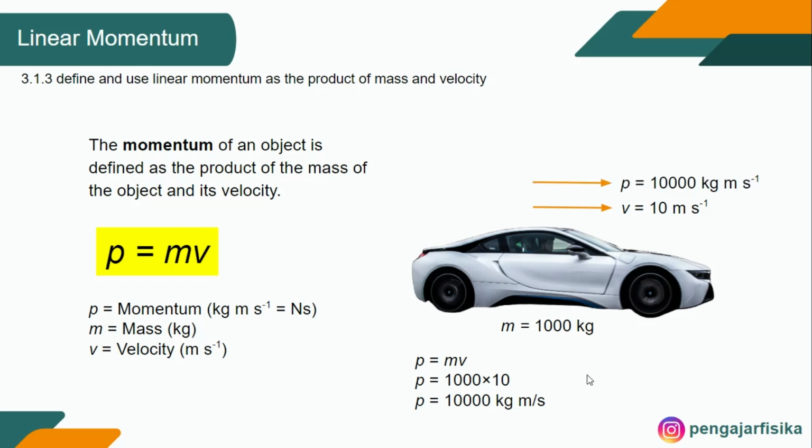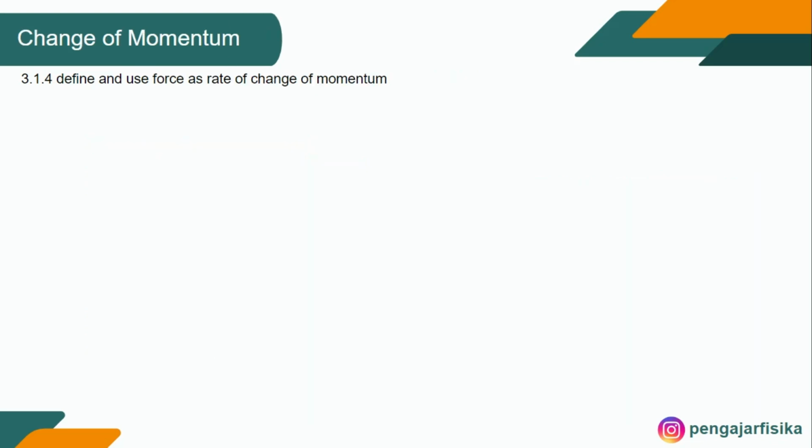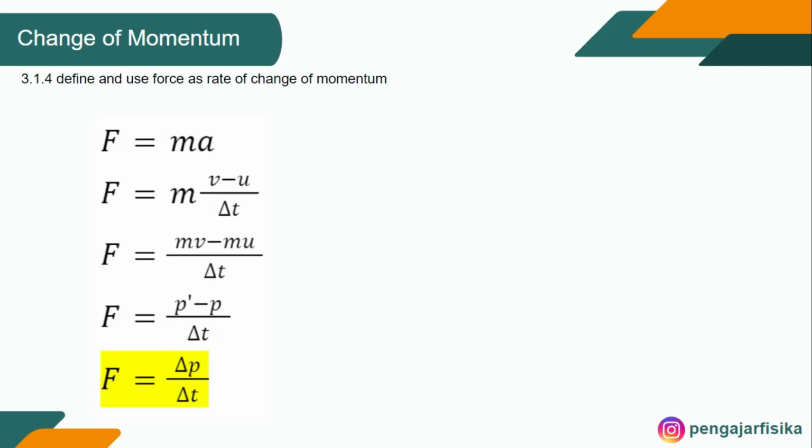Momentum is a vector quantity, meaning it has both magnitude and direction. This means that both the speed and direction of an object influence its momentum. Our fourth learning objective is to define and use force as rate of change of momentum. Let's see this equation. We start from the equation coming from Newton's second law: F equals mass times acceleration.